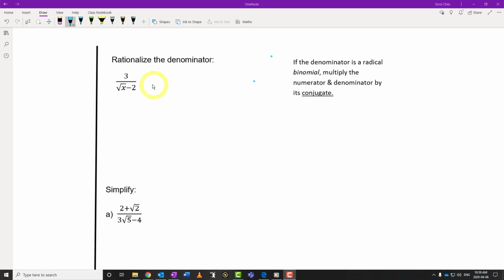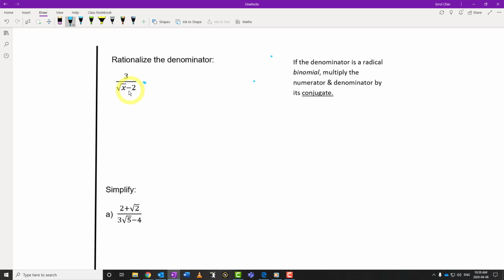Alright, we're going to finish off this lesson by covering this concept of what's called rationalizing the denominator again. But notice that the denominator is not a single term, it's a binomial. And so again, we're not allowed to have square roots in the denominator, so what we're going to do is use this process called conjugation.